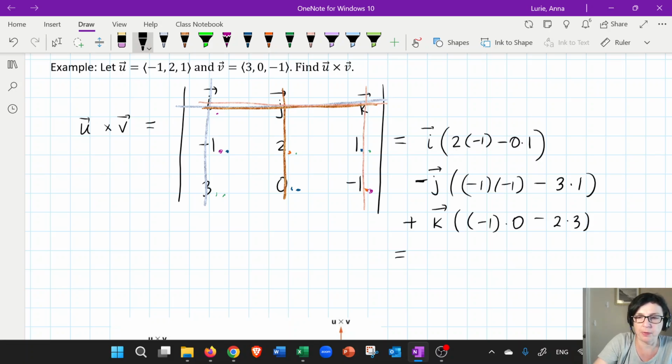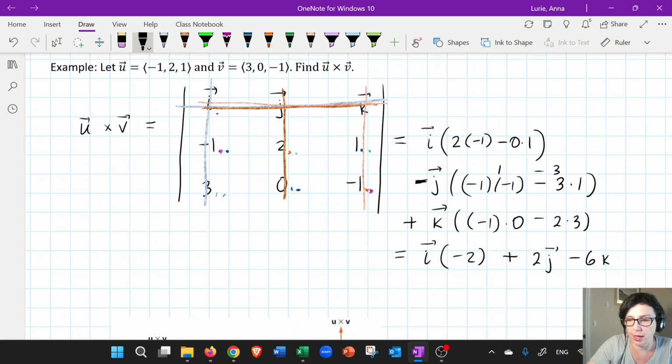All right, so let's simplify that. The I component will be -2. The J component will become 1 minus 3. That's -2, but because this was negative, that's actually going to be plus 2J. And finally, the K component, because this is -6, will be -6K. The next thing we do is write it using components, because I always prefer component form to IJK. So this is -2, 2, and -6.